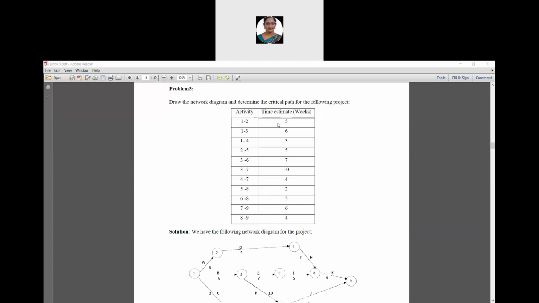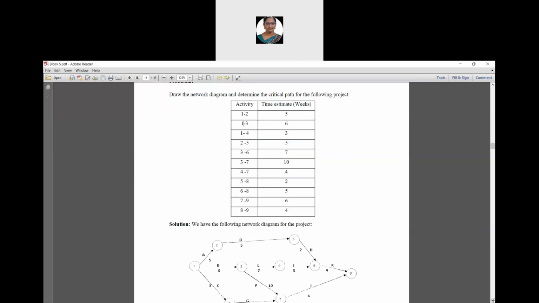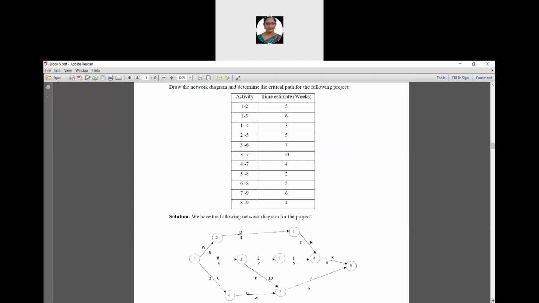Then the second thing also starts from node 1. So we have to draw a path between 1 and 3. Its corresponding activity name is B and its time duration value is 6. Next 1 to 4 is there. So we have to draw a path between 1 and 4, and its activity name is C. Its corresponding time duration is 3.